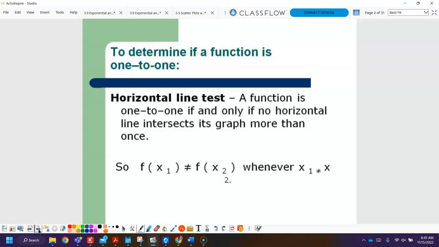We determine if a function is one-to-one by using the horizontal line test. The horizontal line test says a function is one-to-one if and only if no horizontal line intersects its graph more than once. What that means in general is that for every y, there is only one x, and for every x, there is only one y.